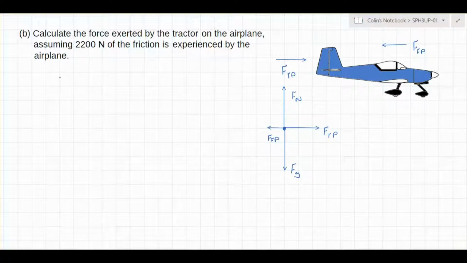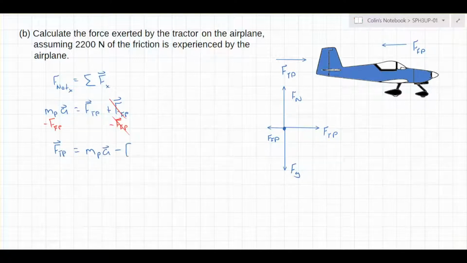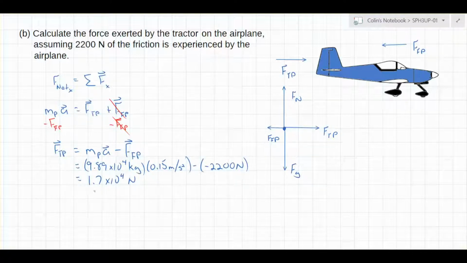And this takes us to our second law calculation, where the net force in the x direction is the sum of those forces. And this net force causes the plane to accelerate due to the force of the tractor on the plane and the friction. So we'll isolate the tractor's force by subtracting the friction from both sides. And we'll substitute our values, again with a negative friction, to find the tractor exerts a force of 1.7 times 10 to the power of 4 newtons on the plane. And we won't forget our final statement.